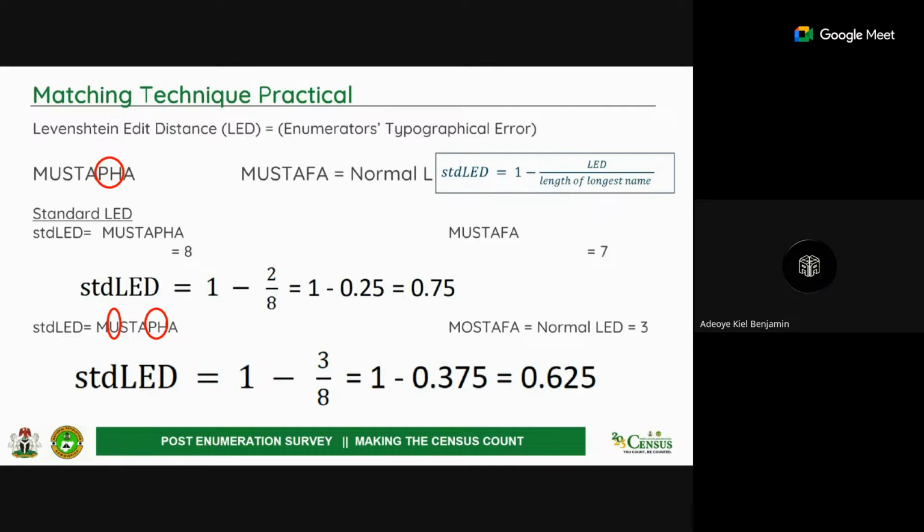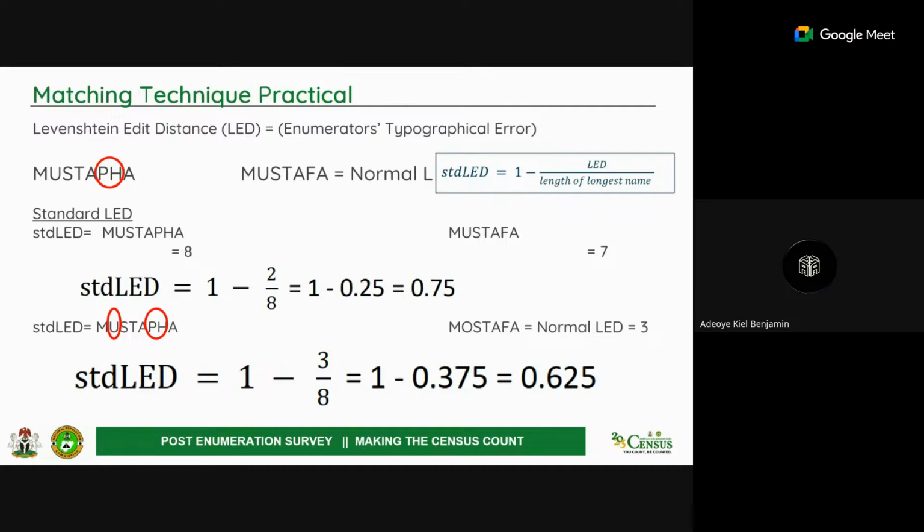For example, if an enumerator spelled Mustafa correctly in sensors, and then in PES it is spelled Mustafa with an F, this formula can help analyze these two names, bring them together, pick out what was added and what is missing, and then give you a result. Now, a 0.75 result indicates that at least this is a near match.